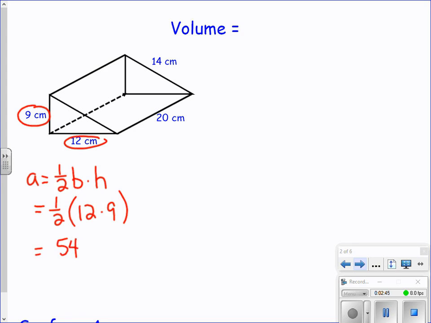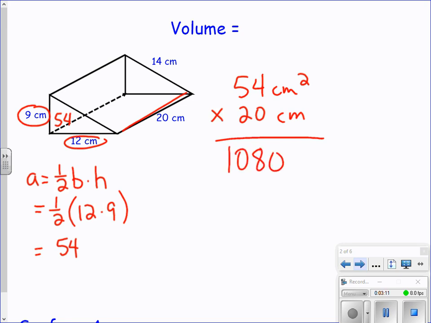So the front of this is 54 square centimeters. And then I'm going to multiply that by 20. That's the front, and I times that by 20 centimeters. So basically I've got 54 times 20. I've got 1,080. And when I multiply a centimeter squared times a centimeter, I get a centimeter to the power of 3. Remember, I add the exponents. So I've got 1,080 cubic centimeters.